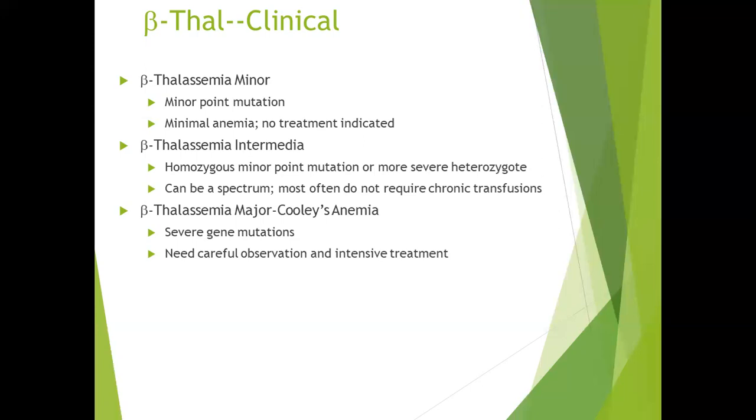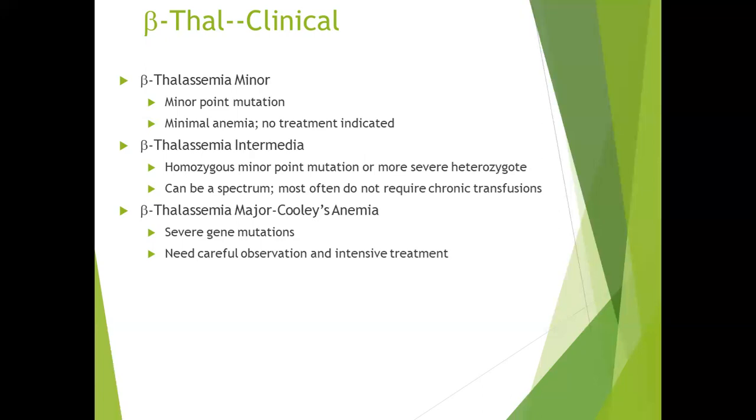Beta thalassemia intermedia is in between minor and major thalassemia. It results from homozygous minor point mutation or more severe heterozygote. So it can be a spectrum. Most often they do not require chronic transfusions. There can be hepatosplenomegaly to some extent, and most of the time the anemia appears in the second year or after that, and they do not require that much chronic transfusion. So it's an intermediate form.